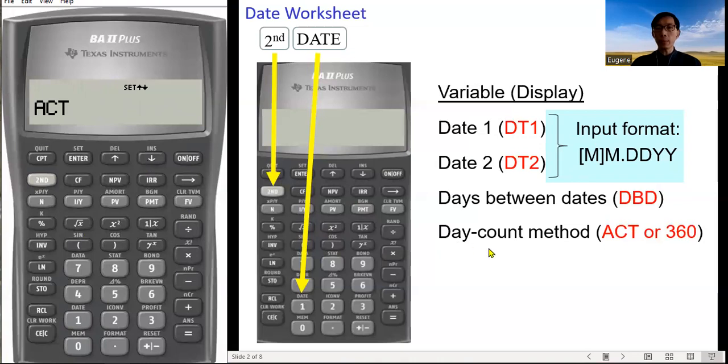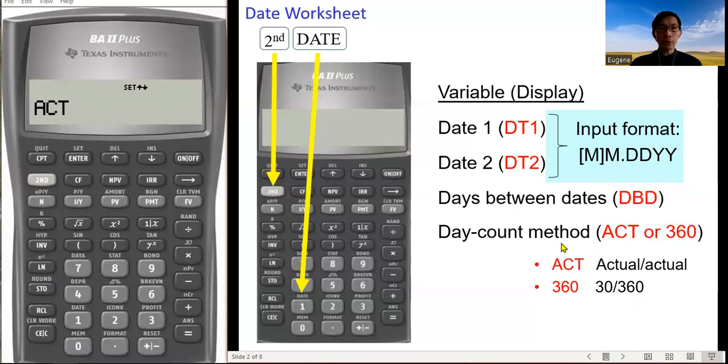There are 2 day count methods, ACT or 360. ACT denotes actual. This method counts the exact number of days between the two dates. And for the method 360, this method assumes there are 30 days in every month, and 360 days in a year.